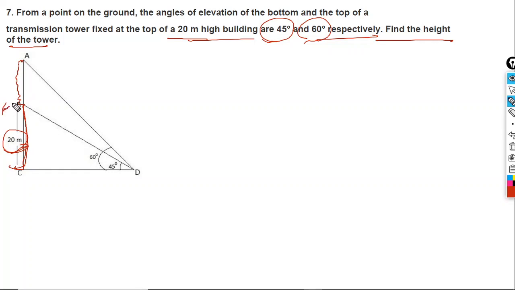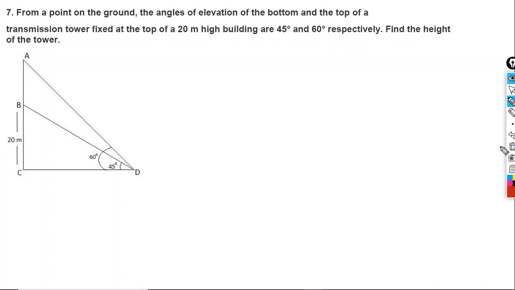Then some angles of elevation are given here. What are the angles? The angle of elevation of the bottom and top of a transmission tower. The transmission tower is AB, and the top of the transmission tower is A. The angle of elevation from a point D is 60 degree, and the angle of elevation from the bottom of the tower is 45 degree. So this much data is given to us. Now with this data we have to find the height of the tower, that means we have to find AB. Okay, so let's start.